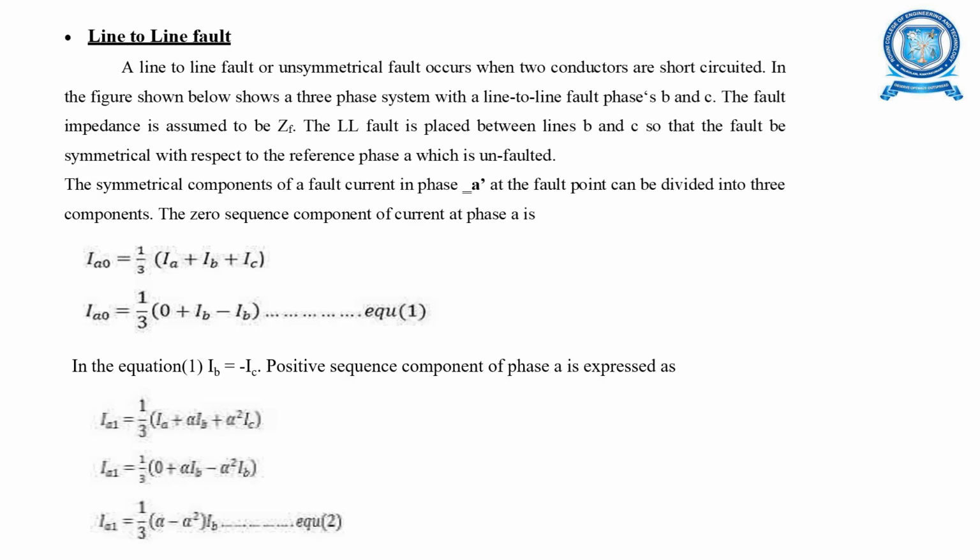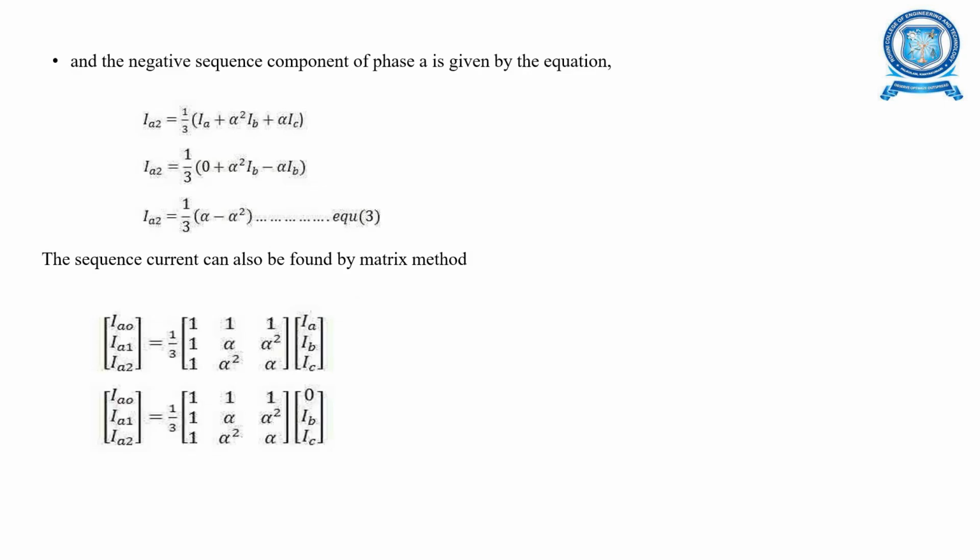Next is the line-to-line fault. A line-to-line fault is when two conductors are short-circuited. The fault impedance is assumed to be ZF, and the fault is between lines B and C, so that the fault can be symmetrical with respect to the reference phase. The zero sequence component of current at phase A is given by equation 1, and the positive sequence component of phase A is expressed by equation 2. With these equations we have formed the sequence current by the matrix method. Thank you.